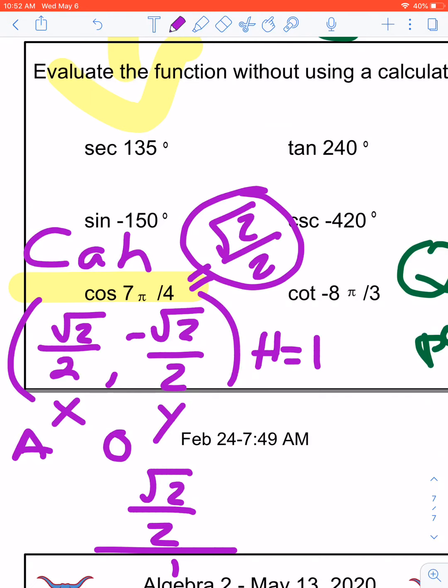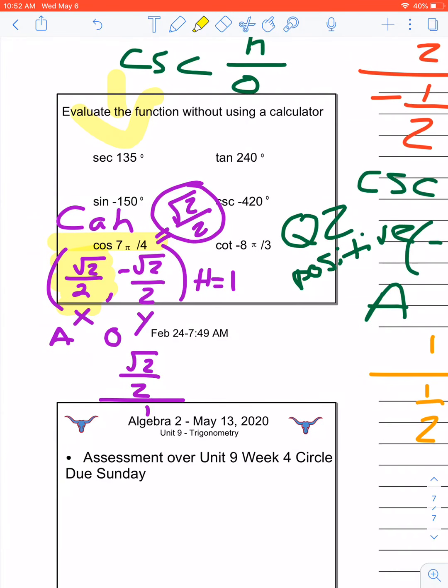Hopefully that helps you. Again, cosine and sine, you just look at it and say, really, what is my coordinate, x or y? Which one am I going with? And that's my answer. Cosecant, secant, tangent, and cotangent, you're going to have to do a little more division. But that's kind of how we evaluate without using a calculator. Everything will have to be exact here. I will not take decimals. Okay?